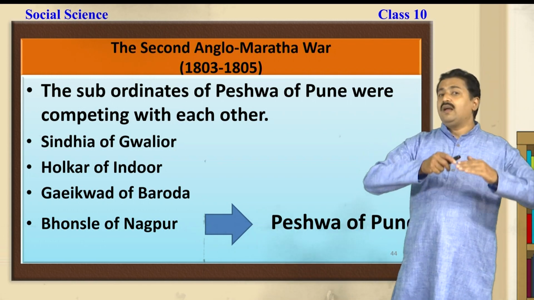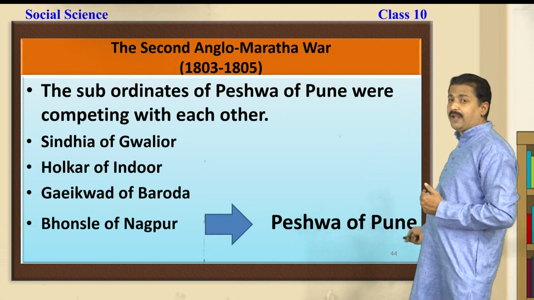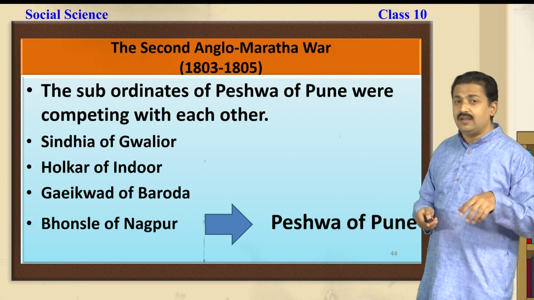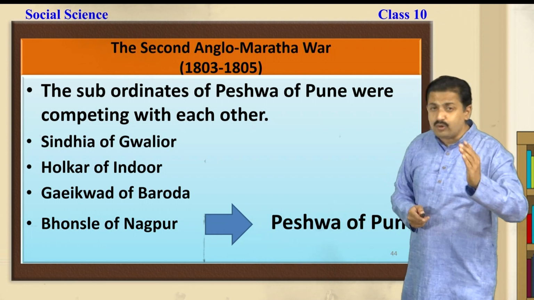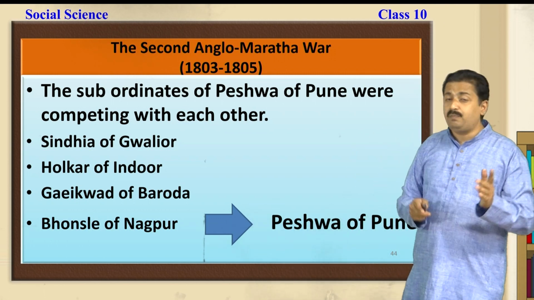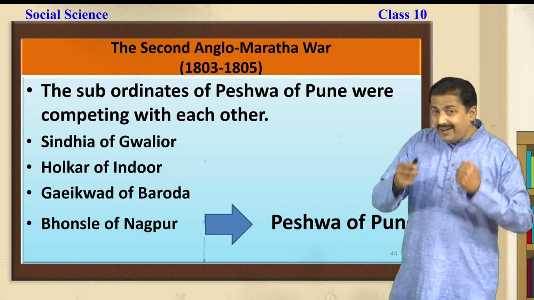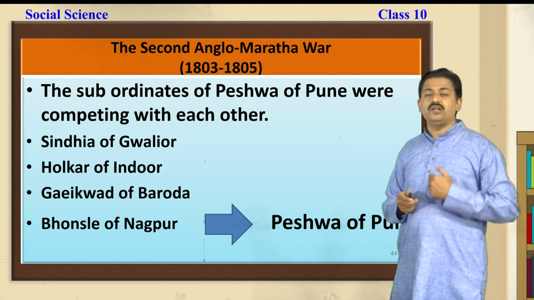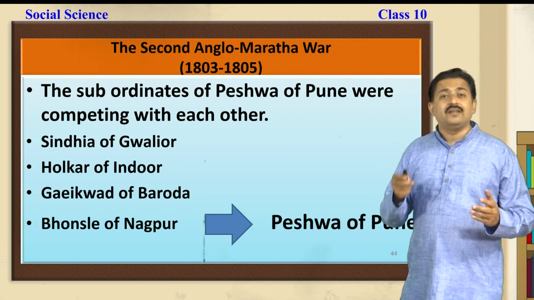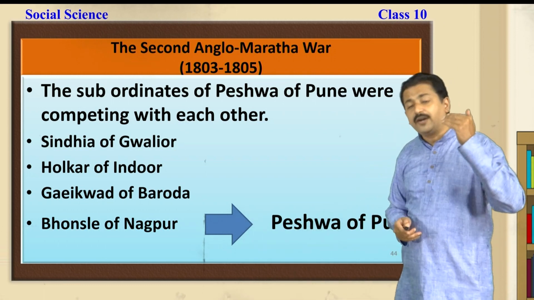Dear students, the Maratha leaders had to be obedient to the Peshwa of Pune. The Peshwa of Pune was the head of the entire confederacy. In that confederacy, Scindia of Gwalior, Holkar of Indore, Gaikwad of Baroda and Bhonsle of Nagpur were there, but all of these had no unity. They were fighting for the Peshwahood. Each one wanted to become the Peshwa. At the same time, they were fighting among themselves. So, the leaders of the Maratha Confederacy had no unity.